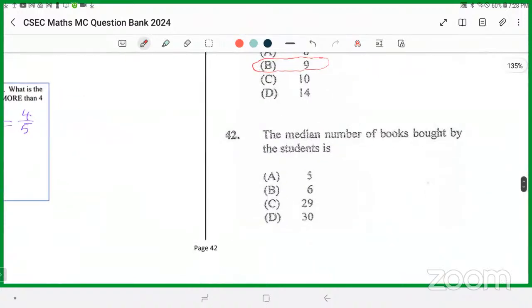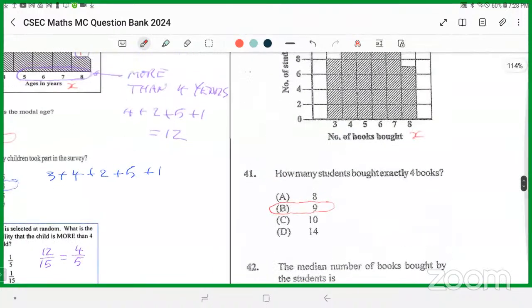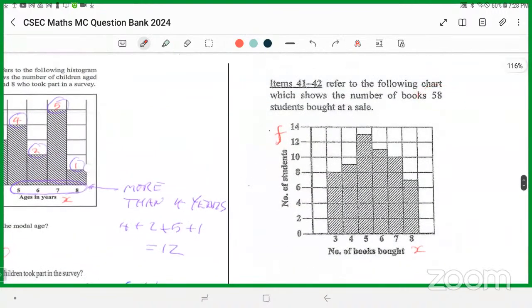Next one. The median number of books bought by the students. Again, since there are 58 students, you're going to divide the 58 half and half, and you're going to find the median. Half of 58 is 26. So it's the average of the number of books bought by the 26th student and the 27th student, I average them.